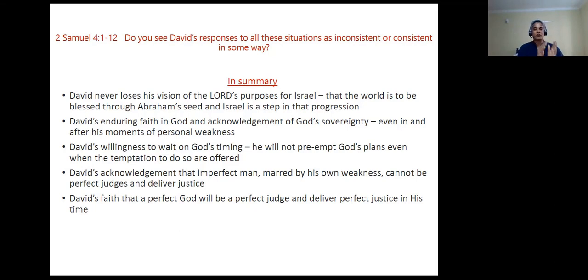Next is David's acknowledgement that imperfect men like himself, who are marred by their own weaknesses, cannot be perfect judges and deliver justice. So David is freely, transparently acknowledging that he is weak, and in his weakness, sometimes he cannot be a perfect judge and deliver justice. And David has faith that God will deliver justice. So what is that telling us about David's faith? David's faith is that a perfect God will be a perfect judge and will deliver perfect justice in his time. That is the corollary of the first part. If David says he cannot deliver justice, he's confessing that it's because he is weak, like all men, and cannot be a perfect judge. Only a perfect judge can deliver justice, and he's looking to God as a perfect judge. He has the faith that this perfect judge is going to deliver perfect justice, but in his time. Okay, that's what we can learn from all these events so far.